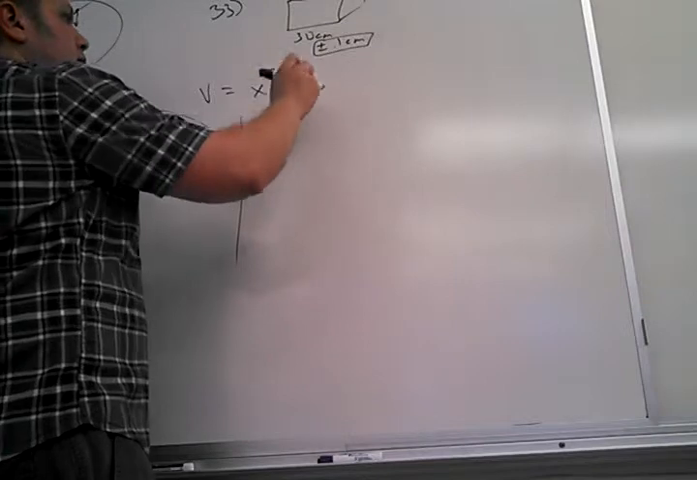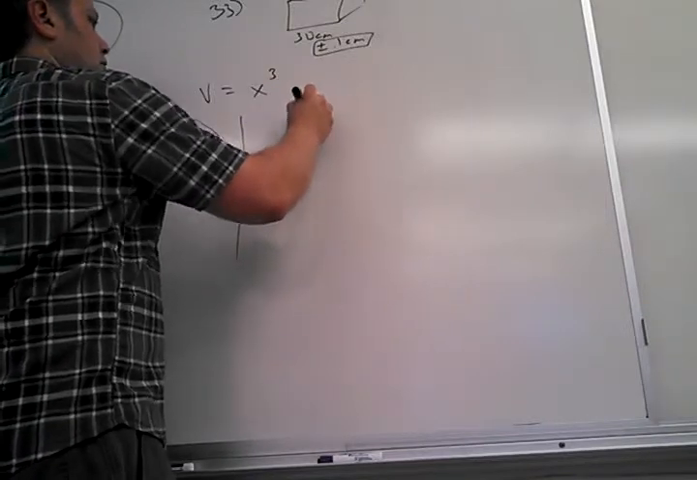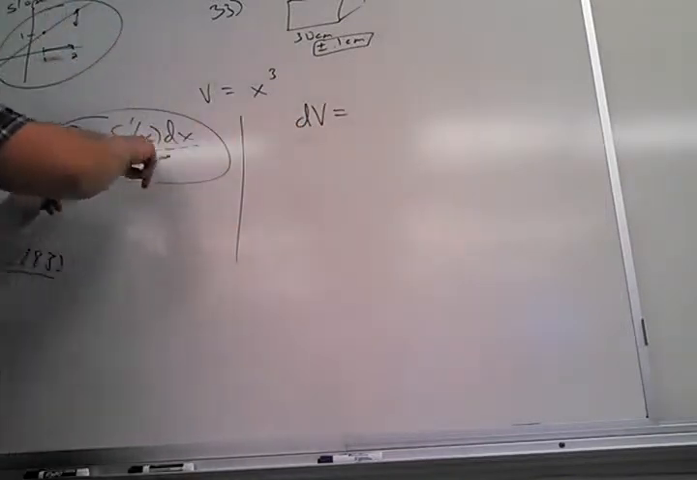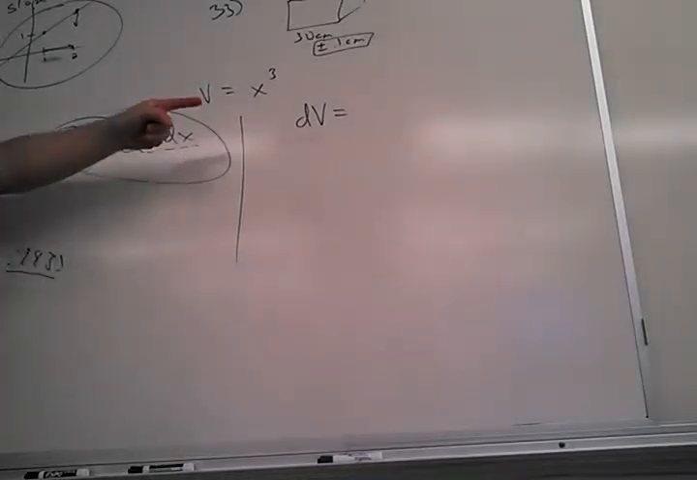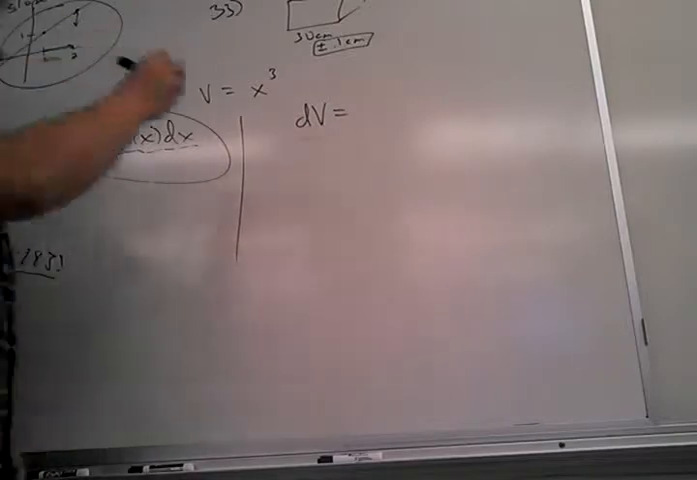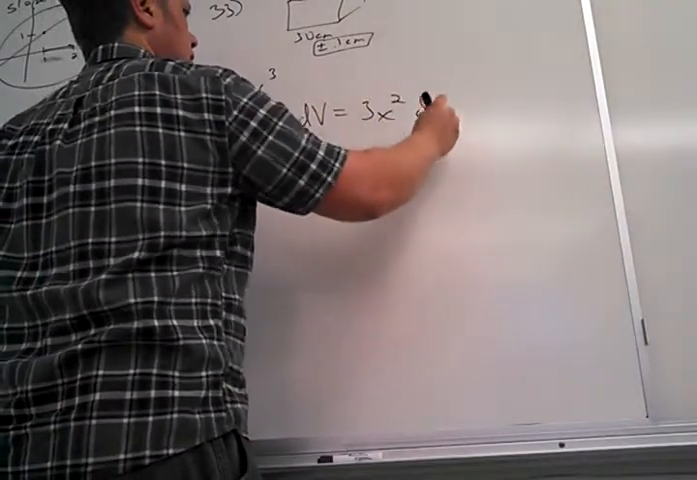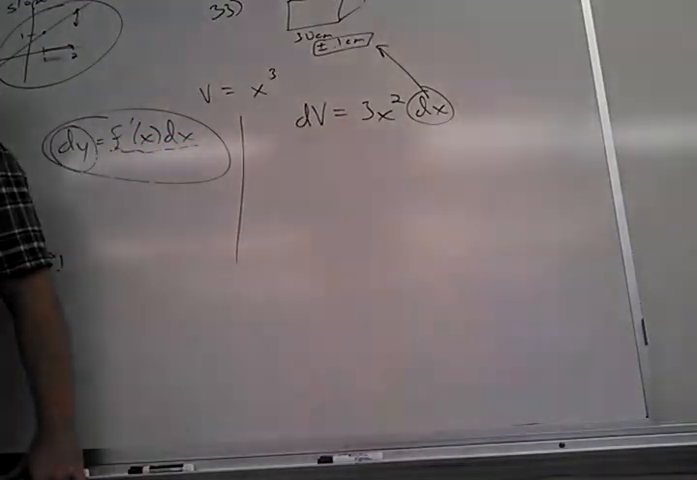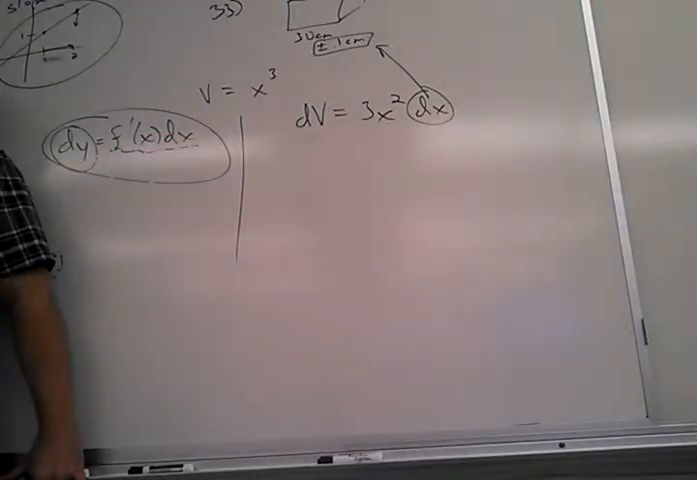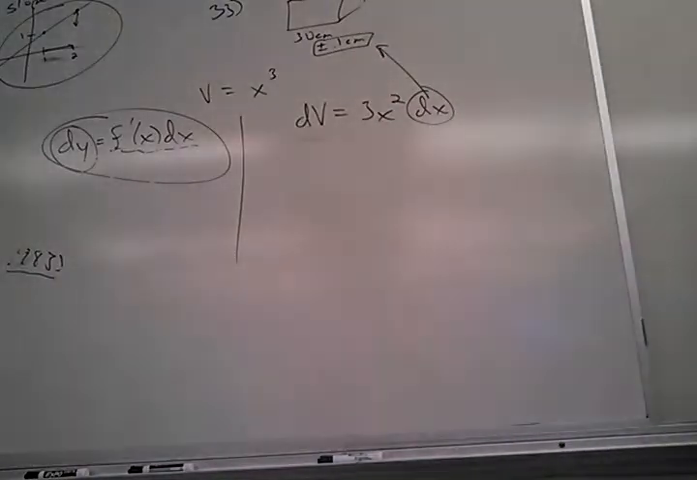But what would dV, using this rule for differentials, equal? 3x squared dx. And dx is 0.1, right? Absolute value, or just 0.1? Just 0.1. That's how much x is going to be changed by. I know I put plus or minus, but it's just the error measurement, 0.1.